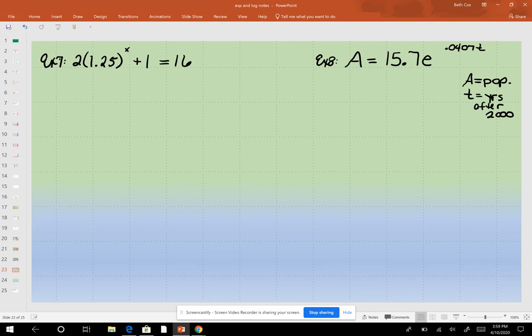We're going to subtract 1 on both sides. And that's going to give me 2 times 1.25 to the x is equal to 15. And then I'm going to divide both sides by 2. I'm going to have a fraction in this problem, and I'm just going to have to get over it. We could change it to a decimal if we want to. We can change it to 7.5. I don't have a problem with that.